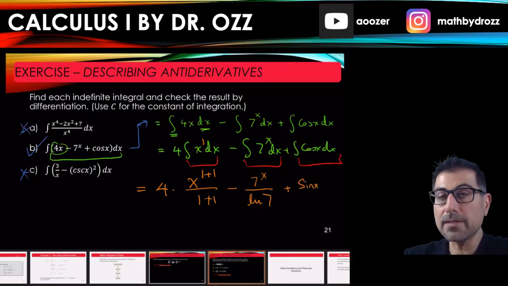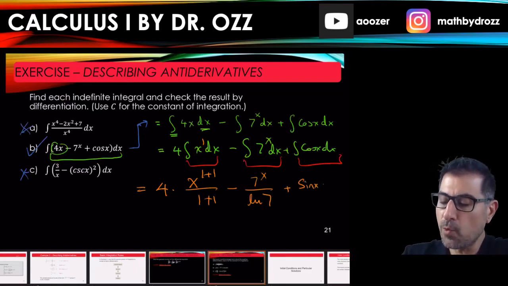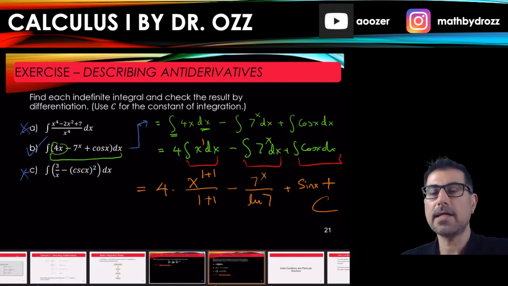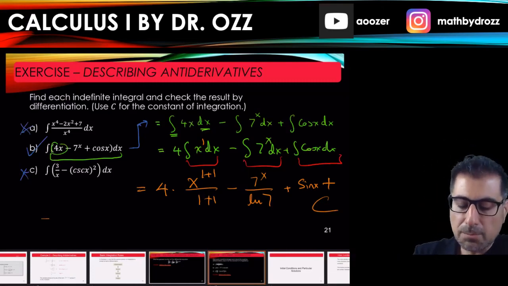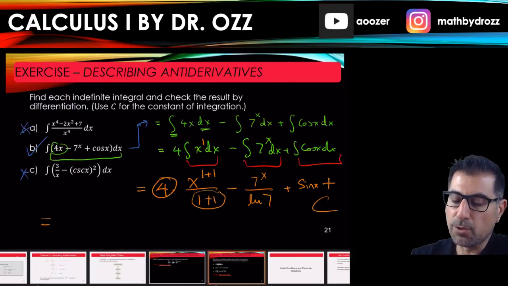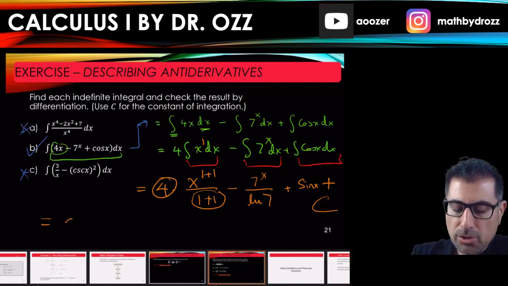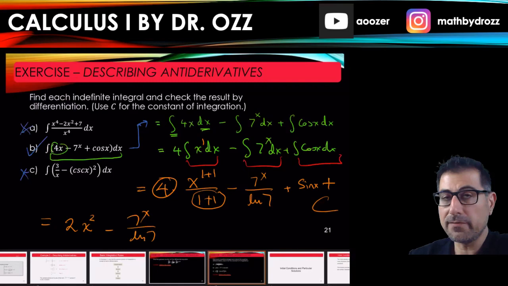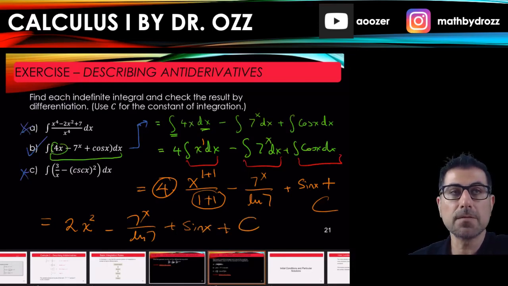Remember that instead of putting one arbitrary constant for each, I'm going to put one generic arbitrary constant here that takes care of the arbitrary constant after the integration. The next step is to simplify the output as much as you can. Here, for example, 4 and 2 cancel out, so you have 2x squared. You have 7 to the x over ln 7, you can leave it as is. And then you have sine x, again you can leave it as is, plus an integration constant. And that's the final answer.